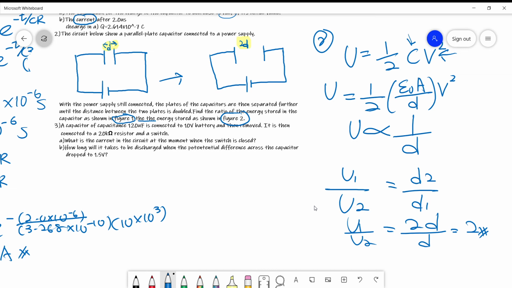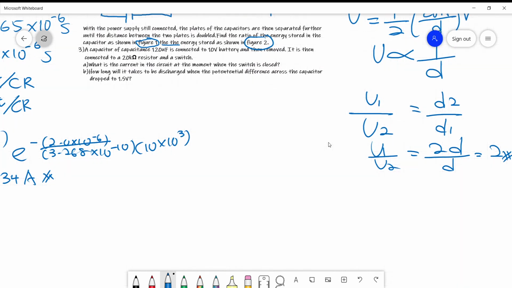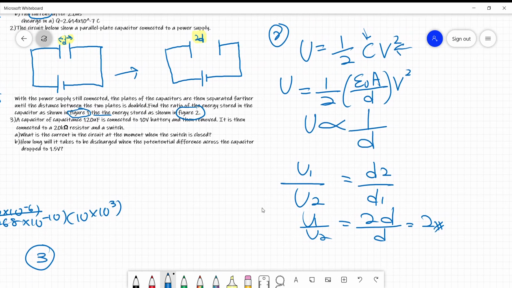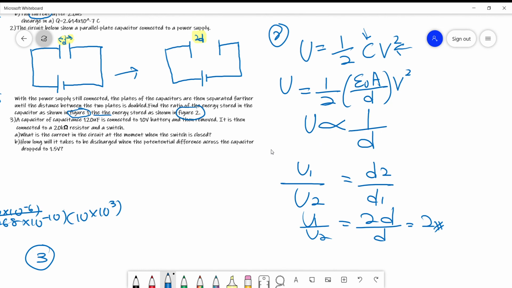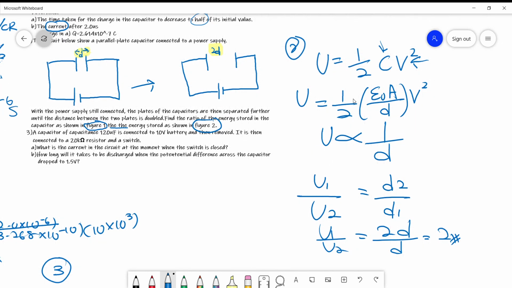Okay, so this is the correct answer. This is number 3. I should do some notes again, so I repeat again for these questions.